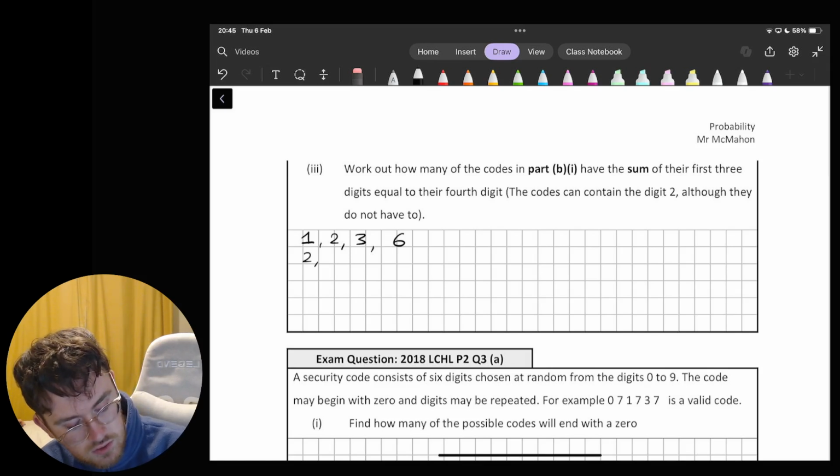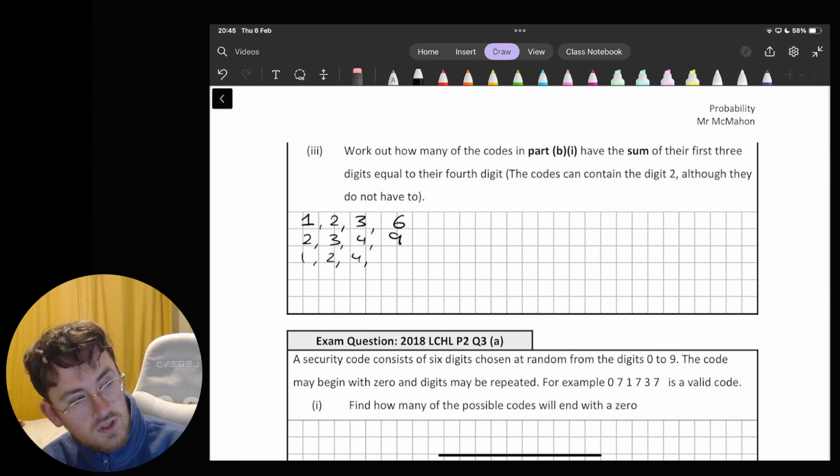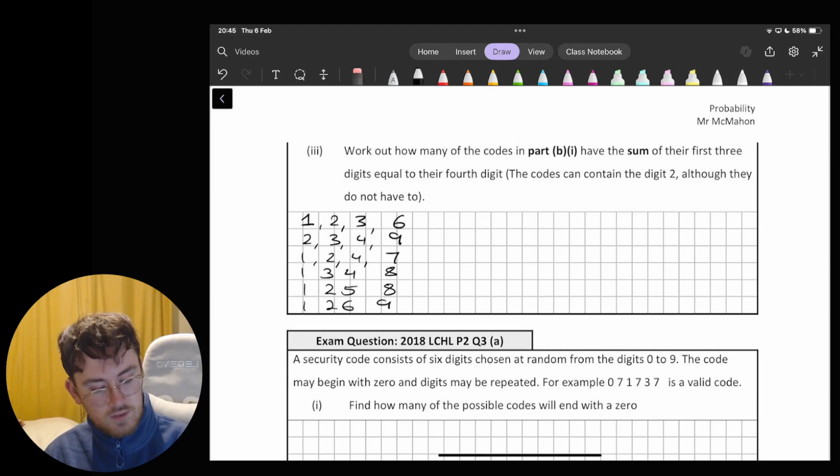We could do 2, 3, 4, and 9, excuse me, not 7. Let me see, I'm going to copy some of these down. We could do 1, 2, 4, and 7. 1, 3, 4, and 8. We could do 1, 2, 5, and 8. We could do 1, 2, 6, and 9. I'm just working through them here in order. 1, 3, 5, and 9.